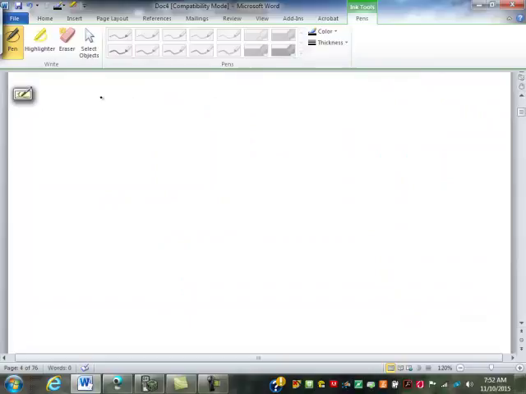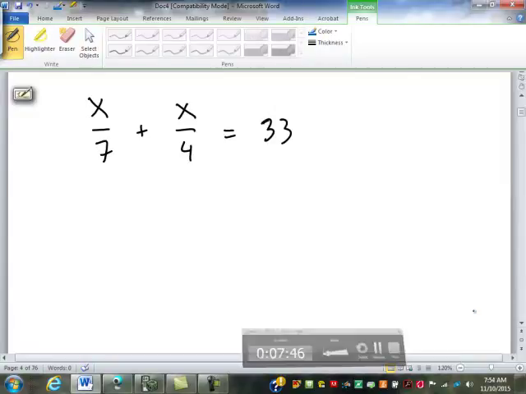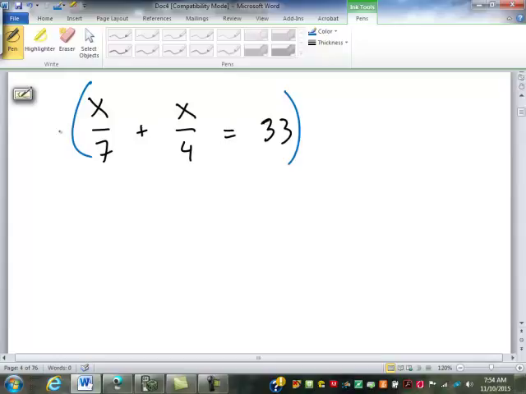So how about, try that one, see what you come up with. Do it with the multiplying through by the least common denominator. So what's going to be our least common denominator? 28. So we're going to 28 times x over 7 is going to be 4x. 28 times x over 4 is going to be 7x. And then 28 times 33, 924. Very good. So then what?